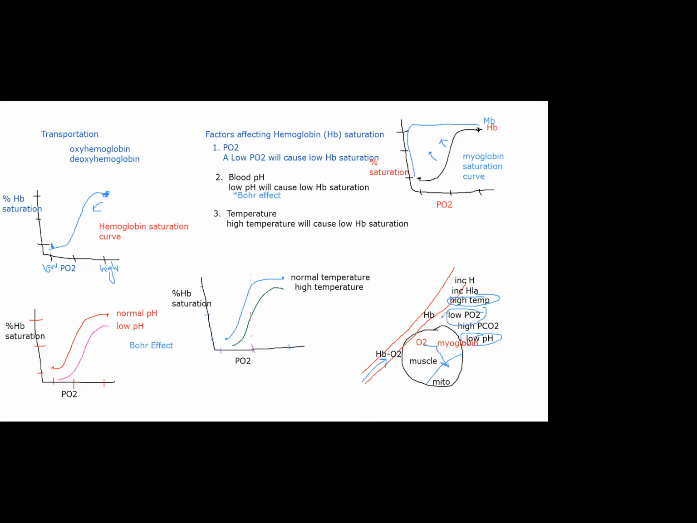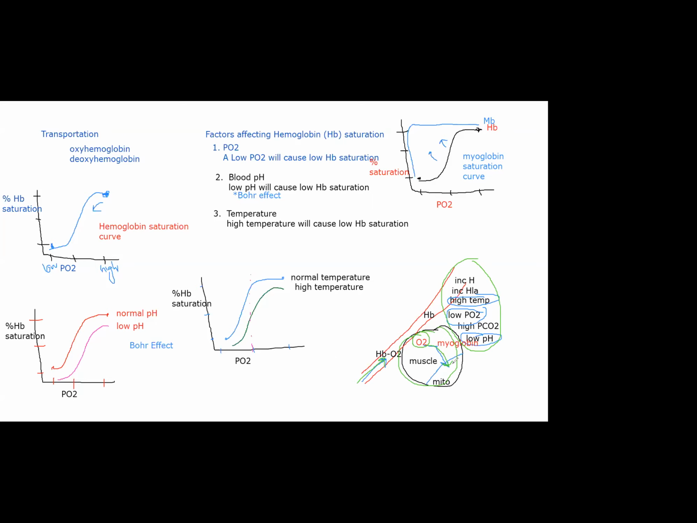If you go back and look at my drawing of the muscle, the hemoglobin is in the blood here. It arrives at the exercising muscle that has all these conditions happening at it, causing it to release its oxygen. Myoglobin in these same conditions has to still be loading its oxygen. When hemoglobin is unloading, myoglobin is loading. That allows it to bring the oxygen over to the mitochondria.